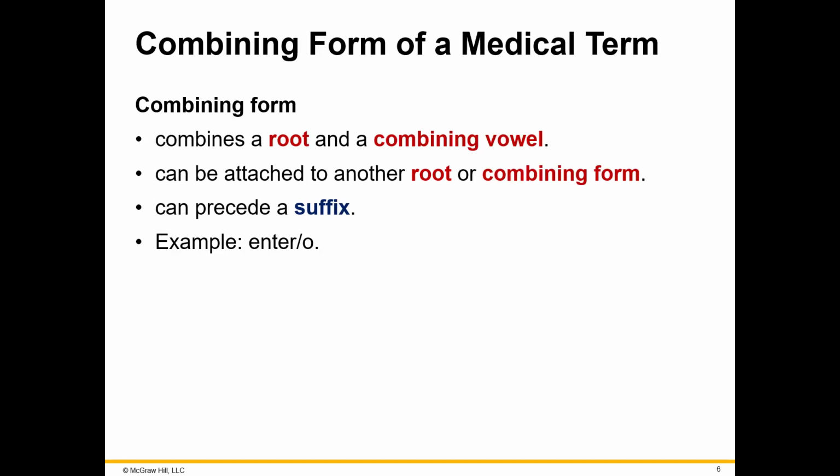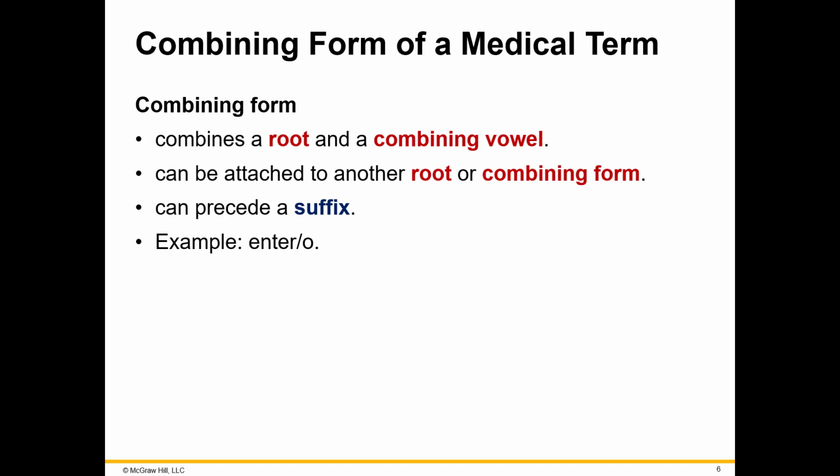All right, combining forms of a medical term. A root with a combining vowel added to it is called a combining form. In the example entero, the root is enter and the O is the combining vowel. And the slash is used to separate the root from the combining vowel. So this is how we would break down that combining form.